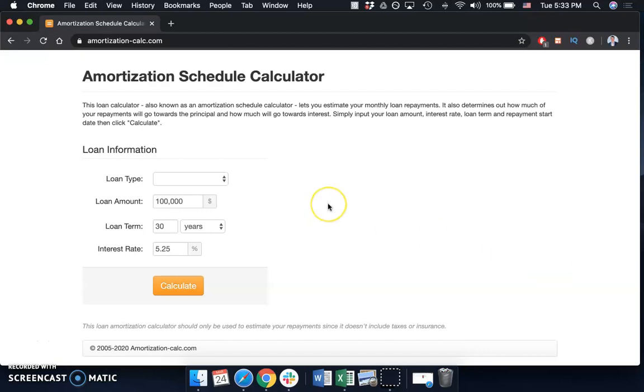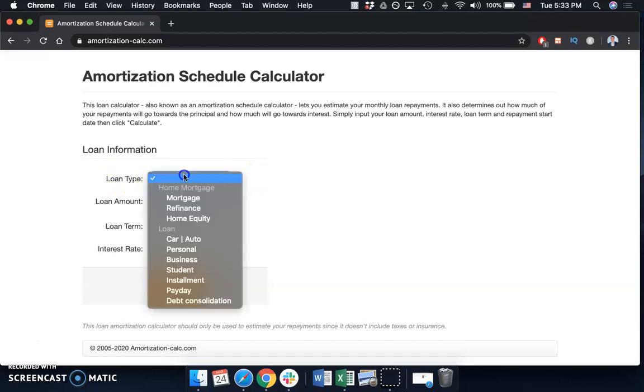So today I want to show you guys how you can figure out how much you're paying towards interest and how much you're paying towards principal. So I just Googled loan amortization calculator, and I got this first search on Google, amortization-calc.com. You guys can come here. It's a completely free tool on the internet, and this will show you exactly how much you're going to be paying in interest and in principal.